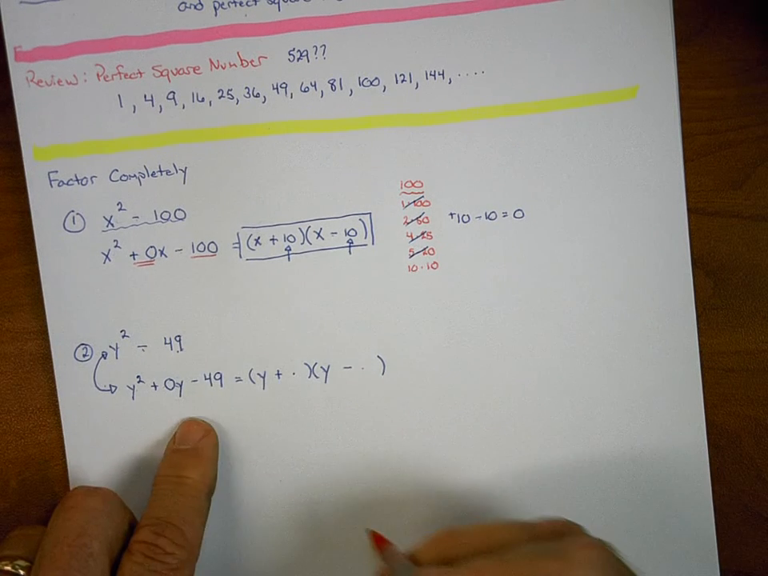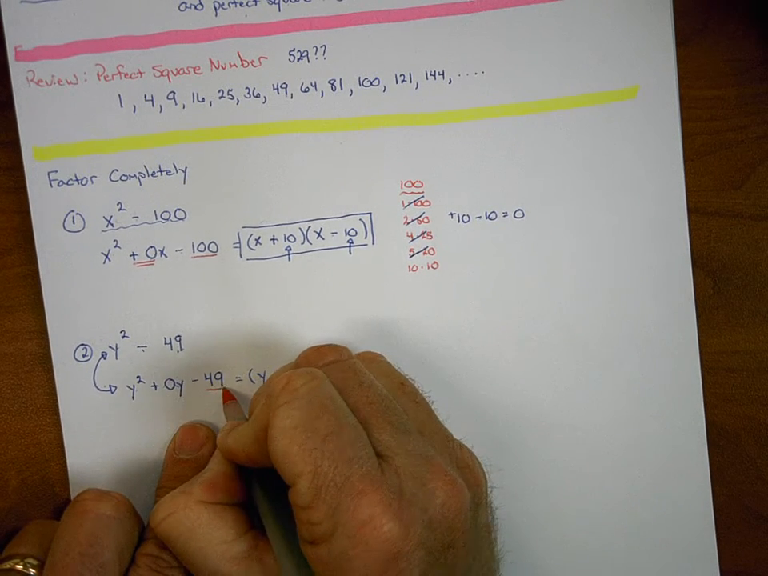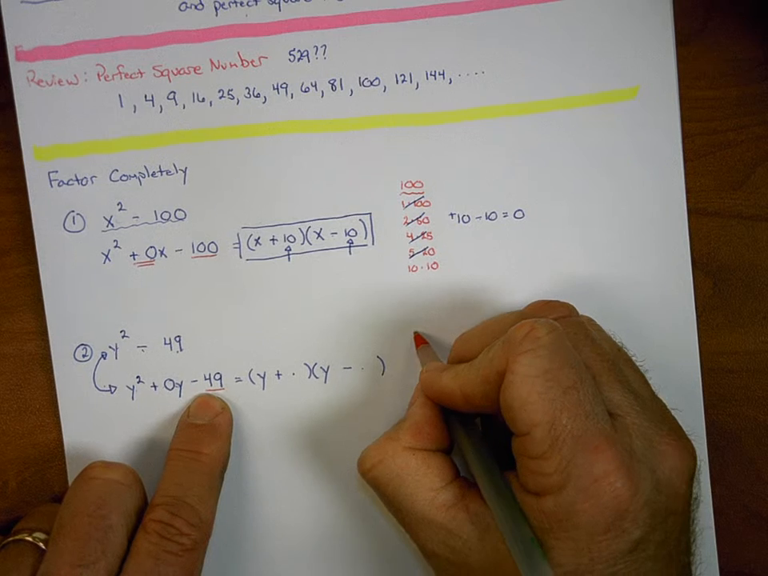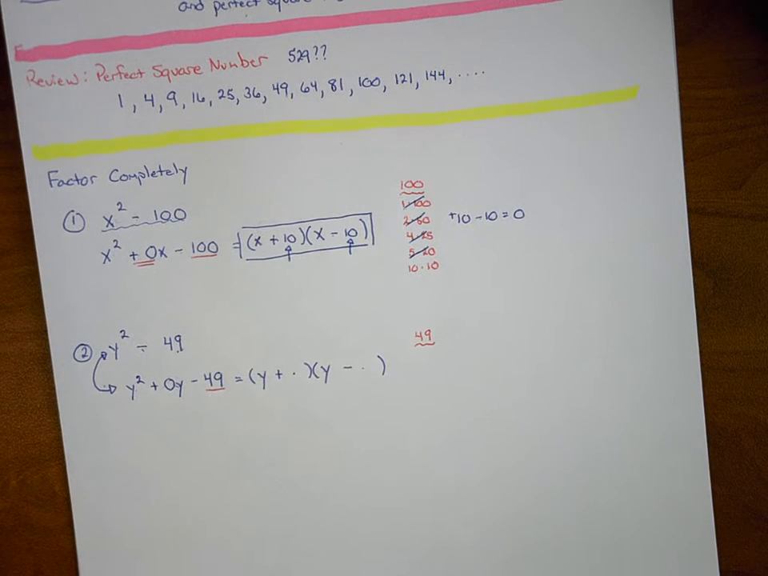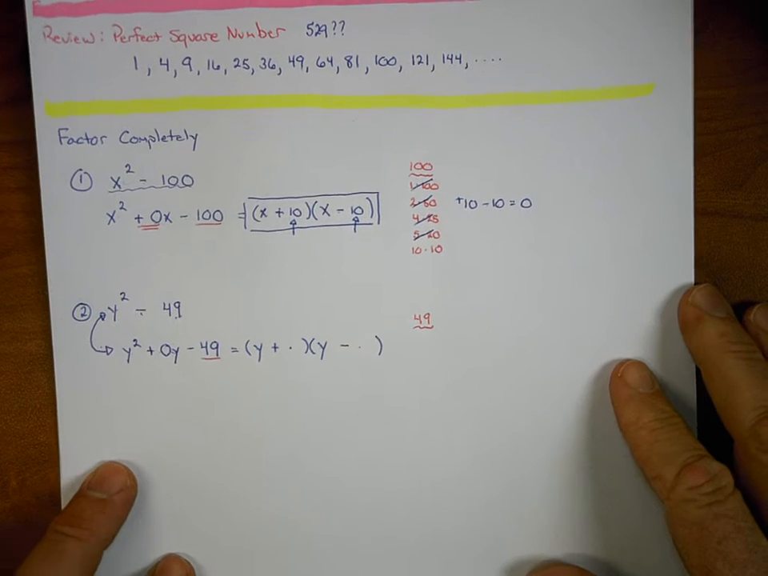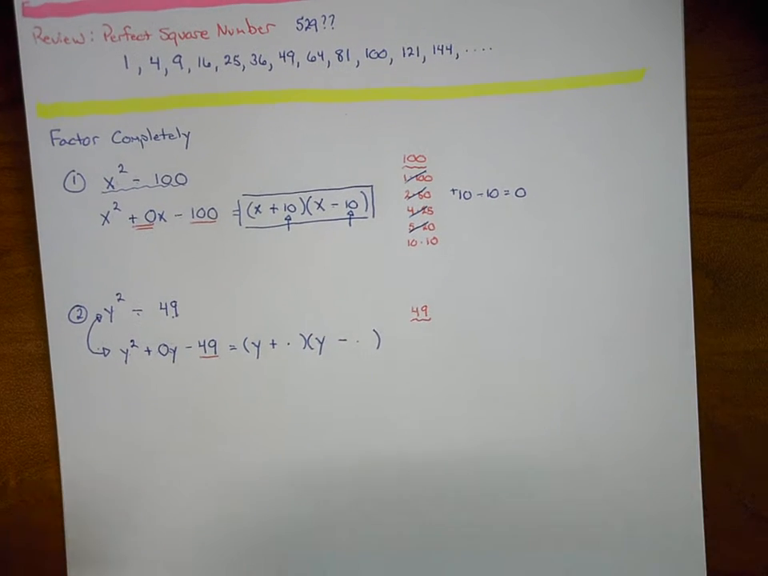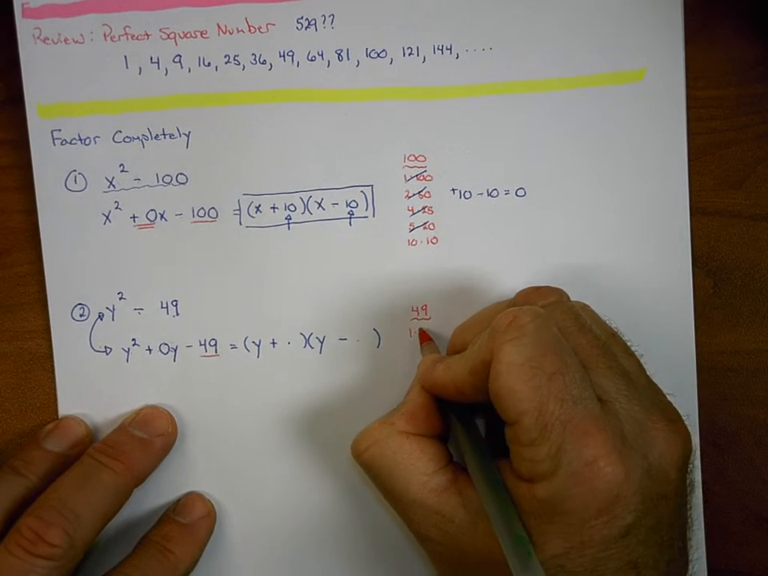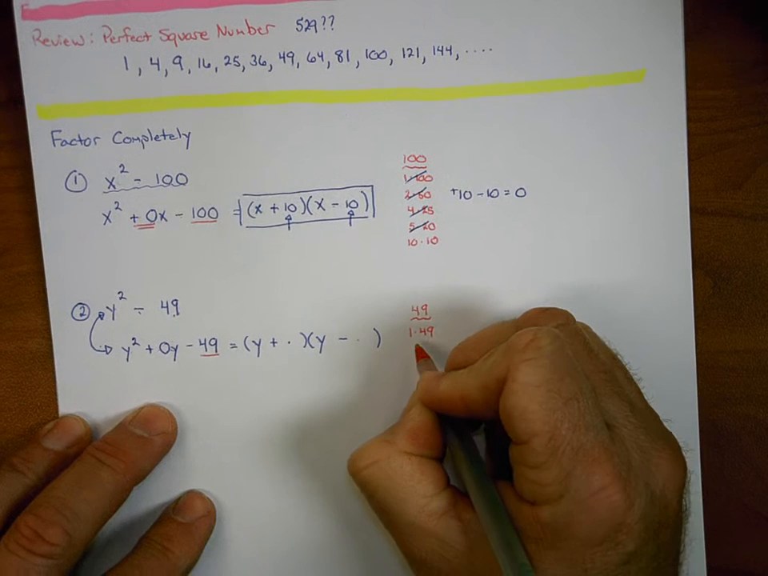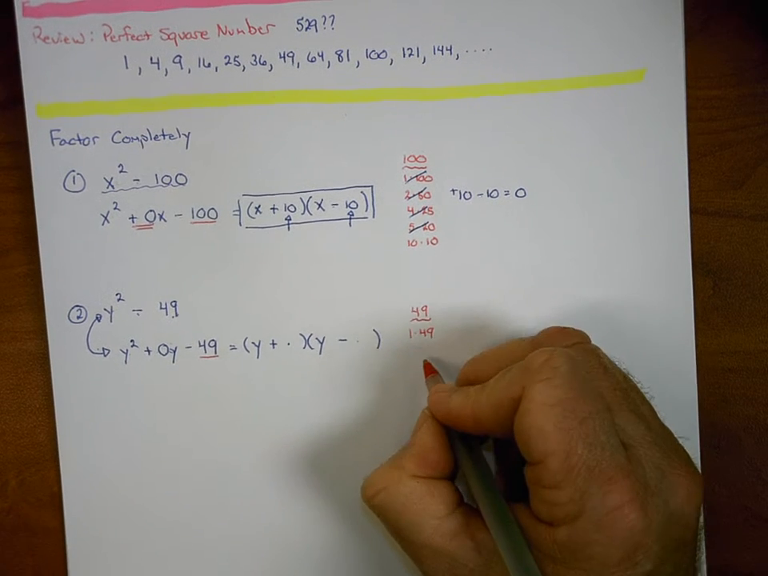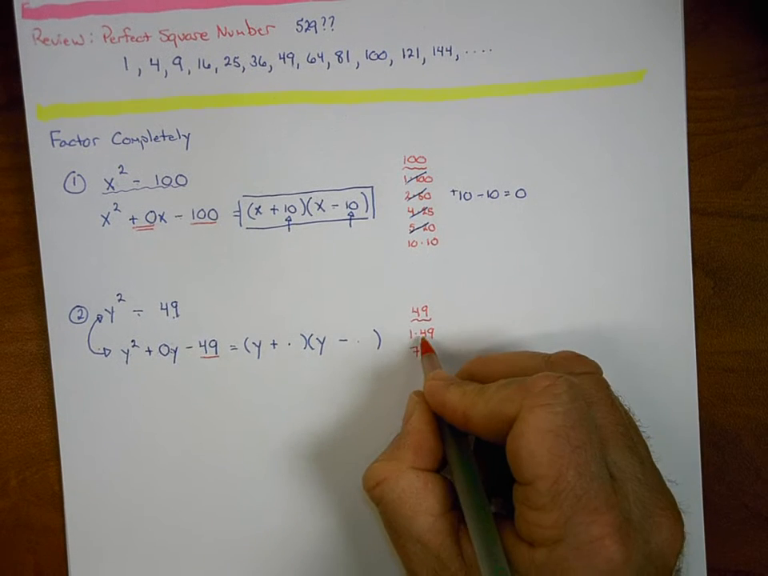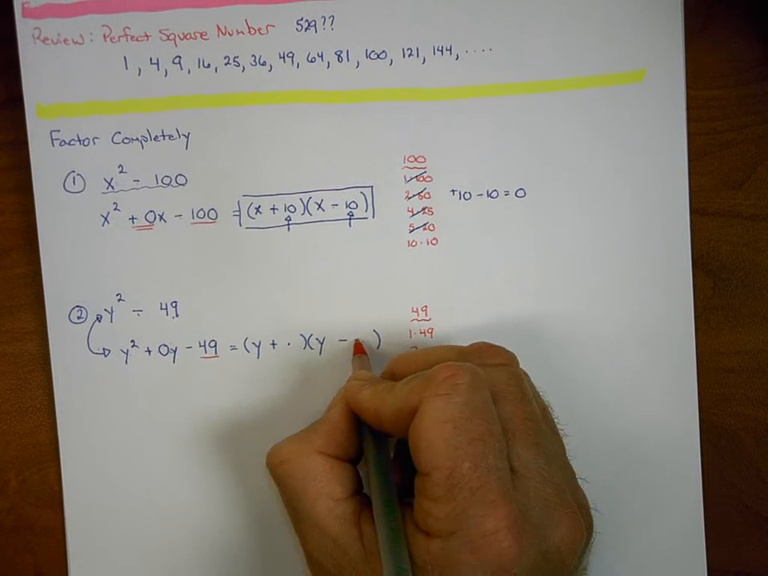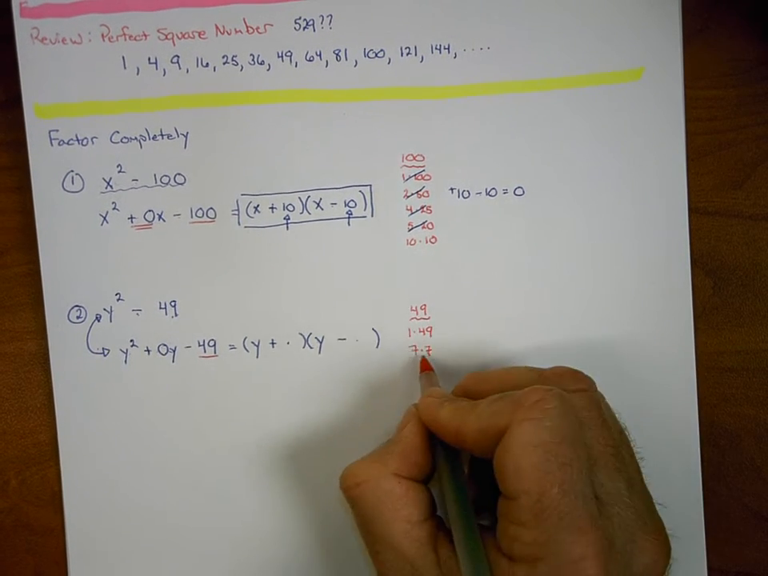Then I have to figure out what numbers I put here and here. So how do I do that? I take my very last number, we call that my C value, which is 49, and off to the side I'm going to write all the pairs of numbers that multiply to make 49. 1 times 49 is 49. There's one other one, 7 times 7. One of those is your answer. So you're either going to put a 1 and a 49 or a 7 and a 7 there.